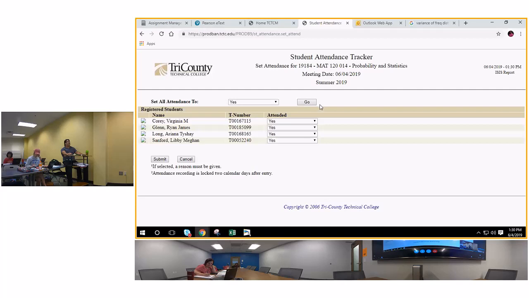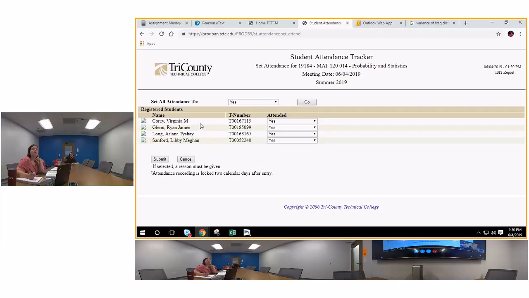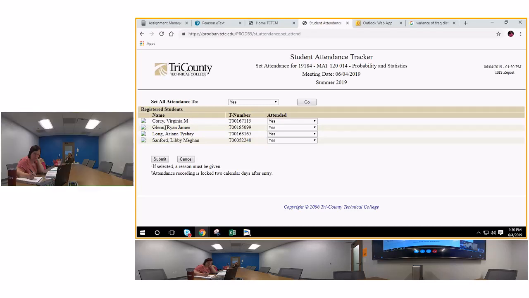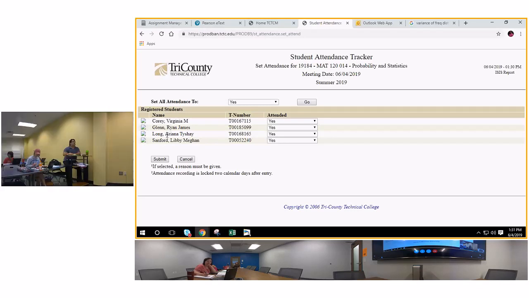And who are we missing in Oconee? We're missing one person. I think it's Corey. Nope, I'm right here. Are you out? You finally woke up? I've been listening. Glenn? I'm here. Long? She is not here.